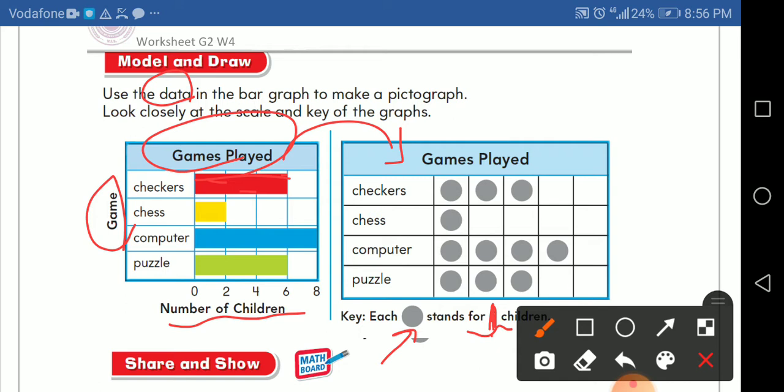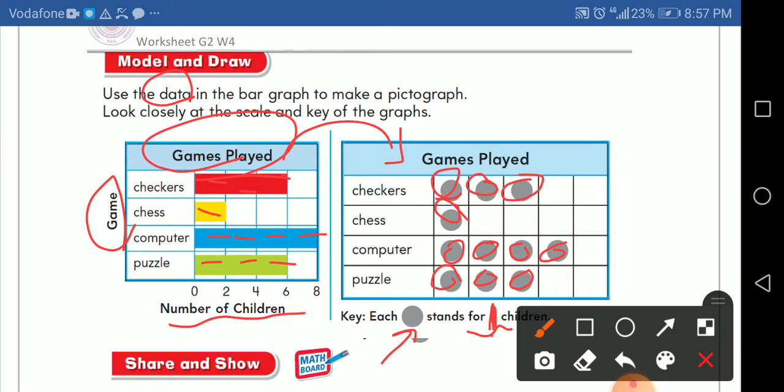So how many children like checkers? 3, so I'm going to draw 3 balls here. What about the chess? Just 1, so I'm going to draw just 1 ball here. For the computer, 1, 2, 3, 4, so I've got 4 here. And for the puzzle, I've got 1, 2, 3, so I'm going to draw just 3. Okay, guys, I think it is an easy one.